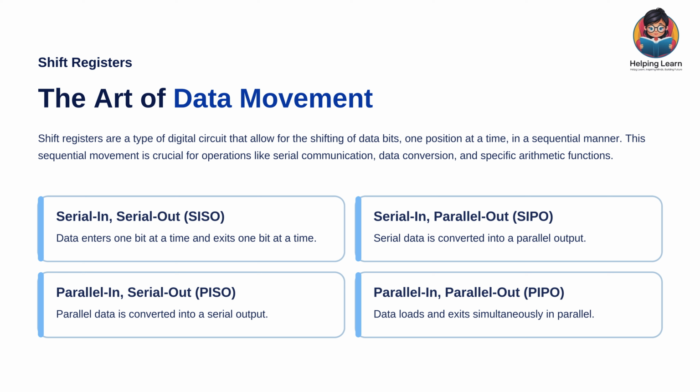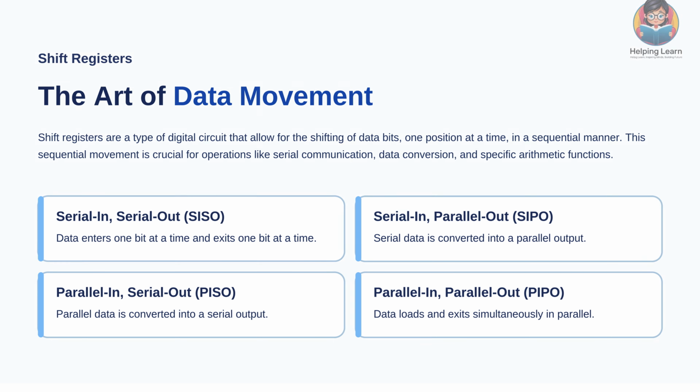Serial in, serial out, SISO: data enters one bit at a time and exits one bit at a time. Serial in, parallel out, SIPO: serial data is converted into a parallel output. Parallel in, serial out, PISO: parallel data is converted into a serial output. Parallel in, parallel out, PIPO: data loads and exits simultaneously in parallel.